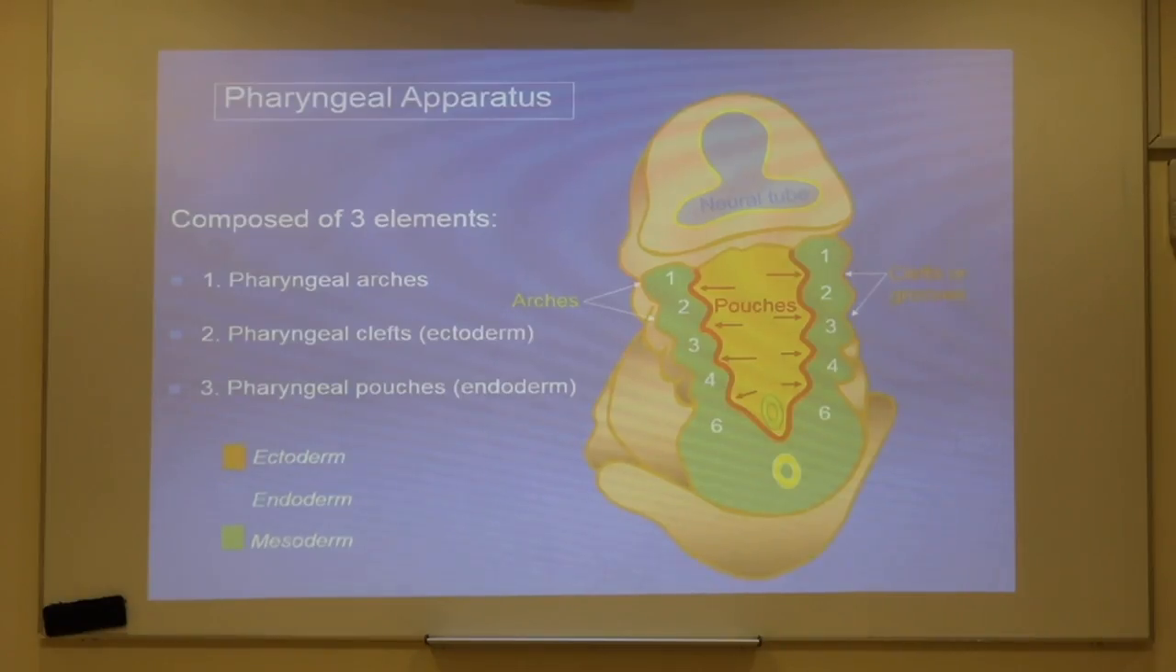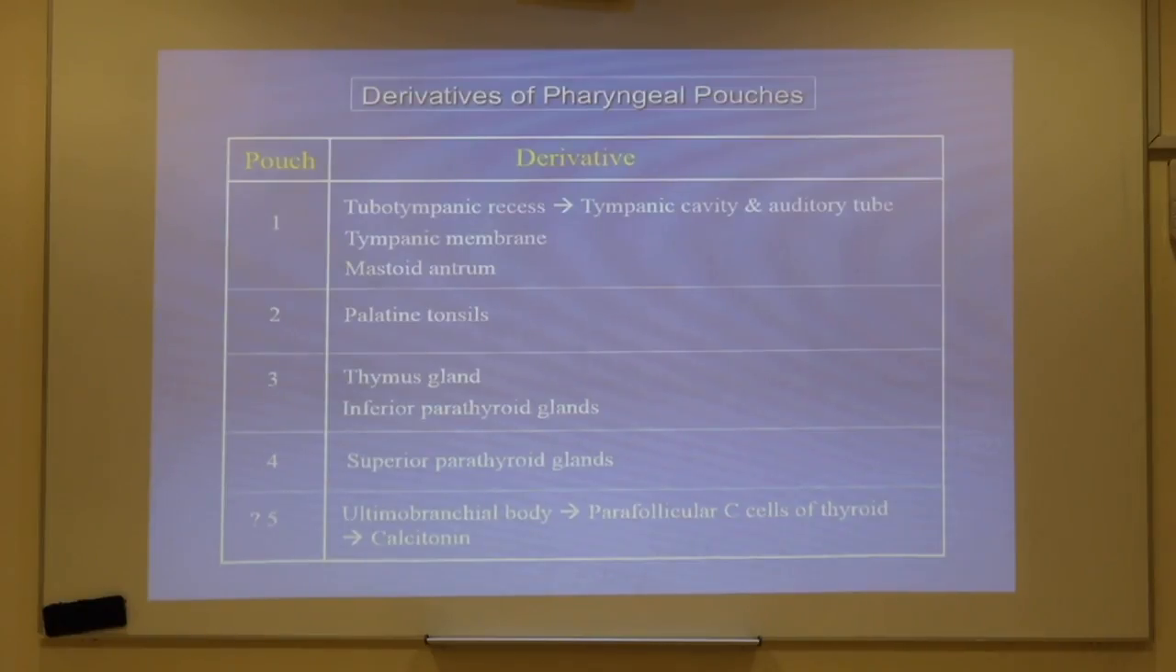And these parafollicular cells are going to release the calcitonin. They are also called C cells. They will get incorporated into the thyroid. So we can see it here.